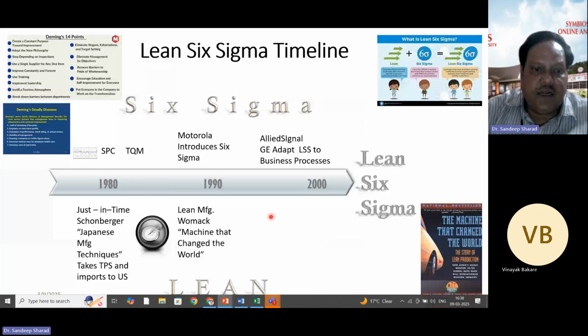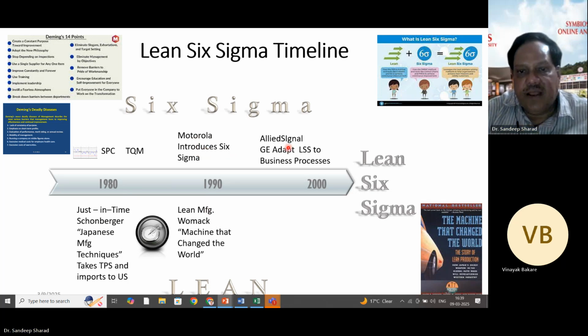We'll just continue. Then in 1980, Six Sigma adopted the SPC and TQM approaches to reduce defects, and lean practices went through just-in-time methods and technologies. In 1990, lean manufacturing and the Lean Six Sigma practices developed further. Motorola also introduced Six Sigma, and General Electric also adopted Six Sigma practices, and this continues with Six Sigma and Lean Six Sigma as a combination in organizations.